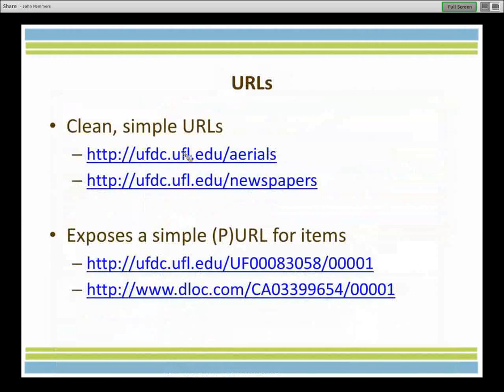Okay, I'm going to skip through that. One of the nice things is that Sobek allows for very clean, simple URLs. So you can have a collection, for example, the first two examples there are in UFDC, and it's just /aerial/newspapers. Very easy to give somebody that URL and not be embarrassed by a long chain of /so-and-so/so-and-so/so-and-so. You can do that at a sub-collection level. So you could say /Williamson, and that would be the Fred Williamson papers, which exists within the swamp, which exists within the Florida Heritage Collection, for example.